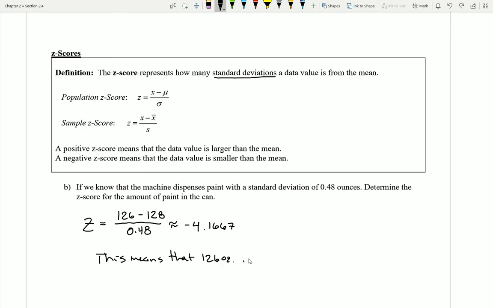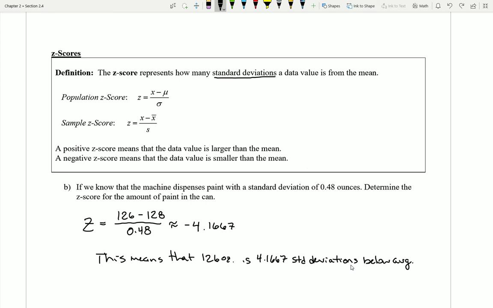Okay, so again, if I was to interpret this, it means that 126 ounces is 4.1667 standard deviations below average. That's all that this is really saying. The amount of paint that's in our can, our 126, is this many standard deviations, and the negative just indicates that it is below average.